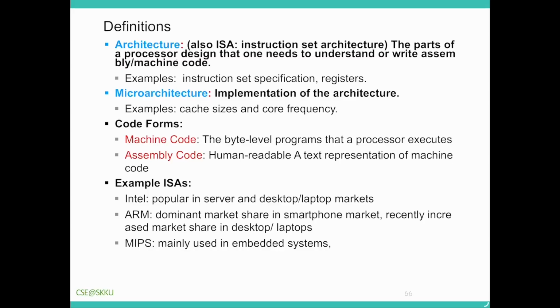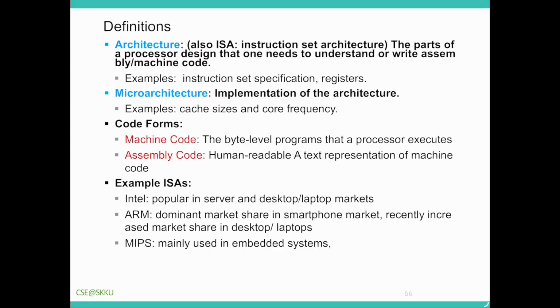And then there's another similar term, which is, when we say microarchitecture, it actually refers to the implementation of the architecture. So these include basically the circuit, how we're gonna build the circuit according to the architecture. So things like cache sizes, the internals, core frequency, all of these are examples of microarchitecture features. And when it comes to code forms, we call machine code the byte level programs that a processor executes. And we say assembly code to refer to human readable text representation of machine code.